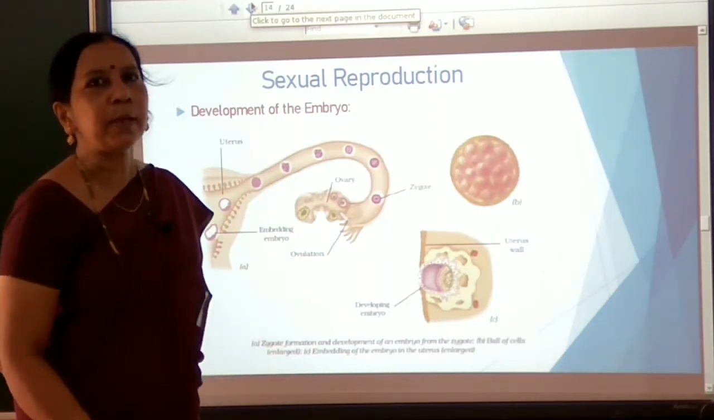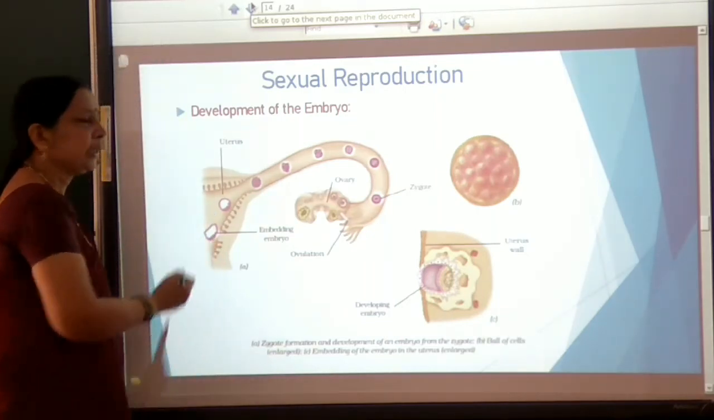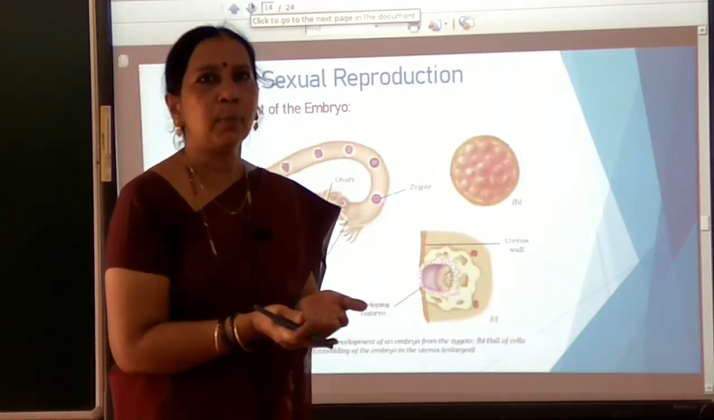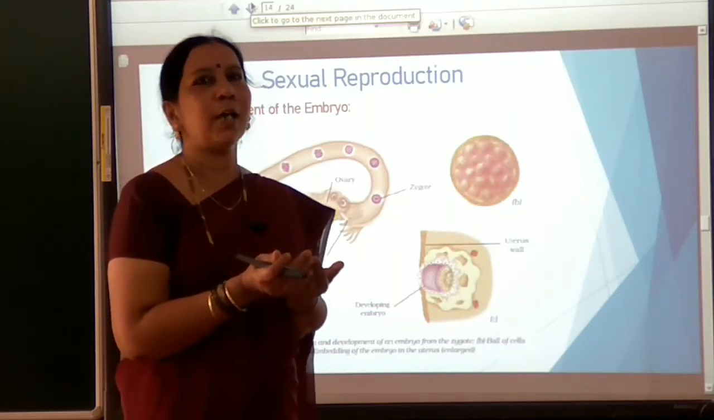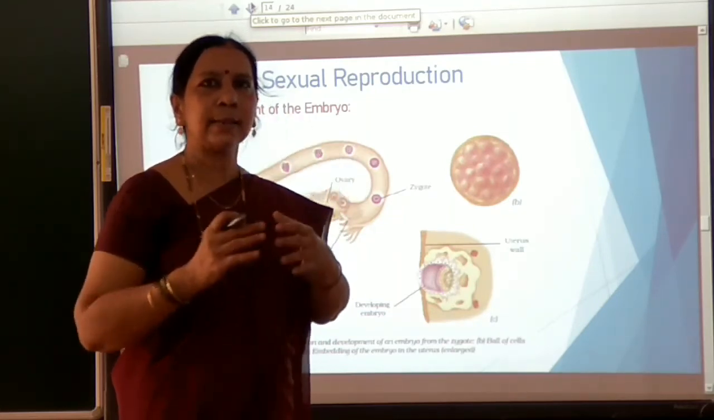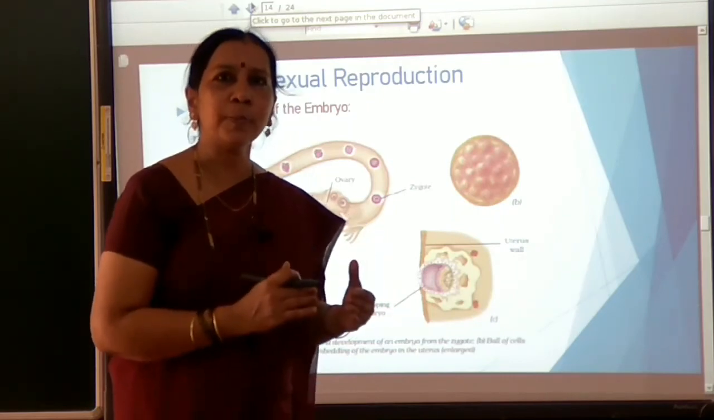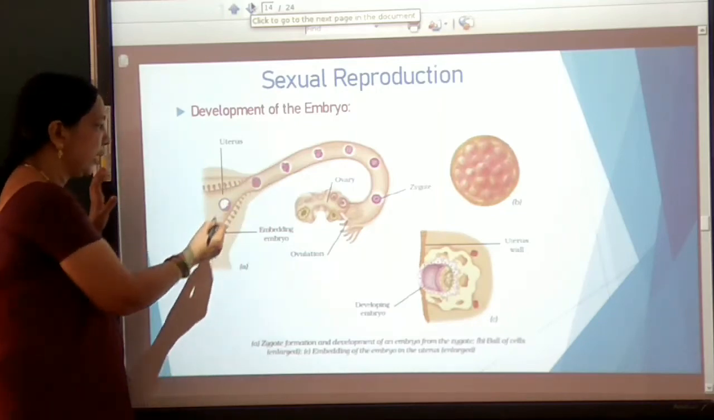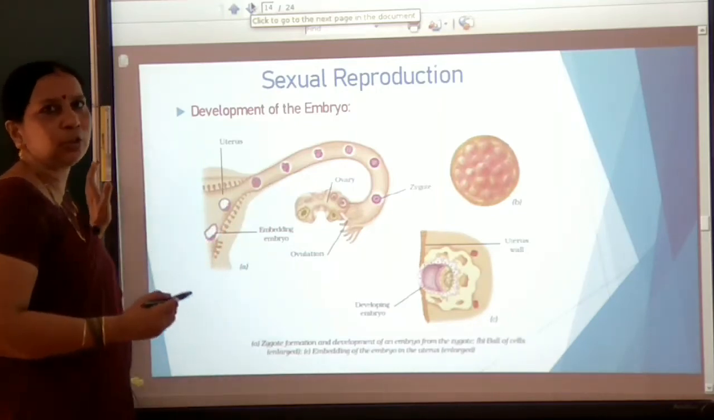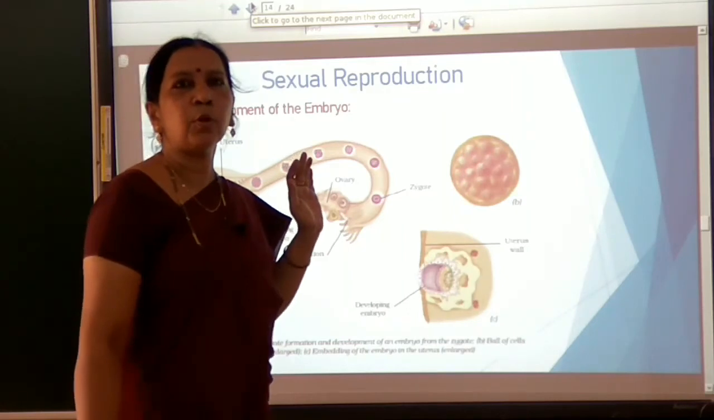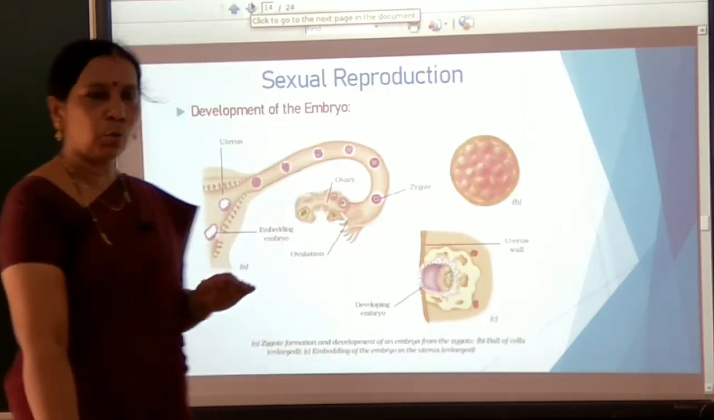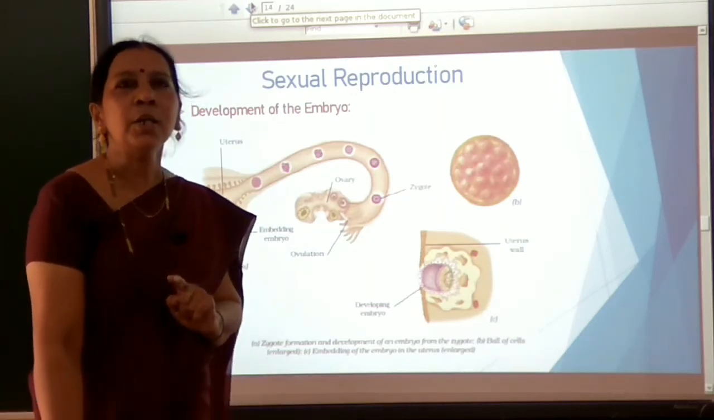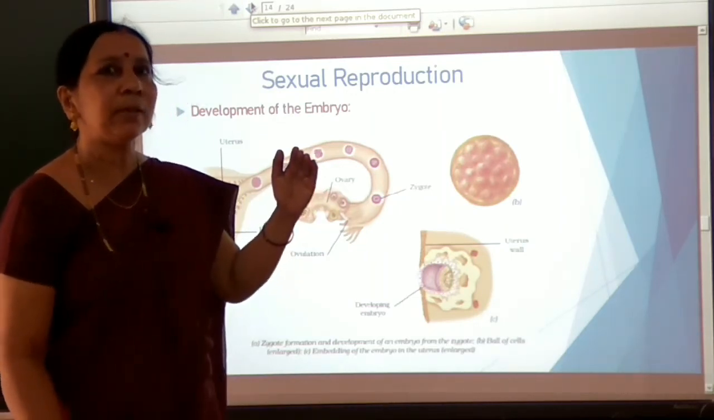This embedding embryo you can observe here. What happens when the zygote is formed? It starts dividing repeatedly and forms a ball of cells. These cells group in different groups, and in this stage it is called an embryo, and this embryo gets attached to the wall of the uterus. This is the process of embedding. Later, when the embryo gets embedded in the wall of the uterus, the further development takes place.